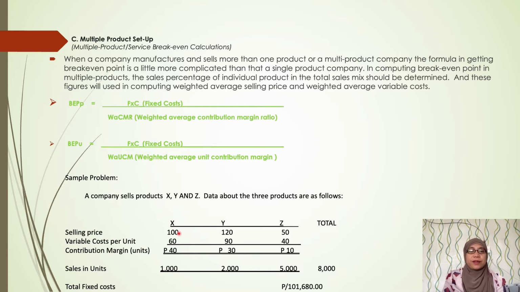So, selling price for X is 100, Y is 120, G is 50. Variable cost per unit is 60 for X, Y is 90, and G is 40. So, the contribution margin is 40 for X, 30 for Y, 10 for G. Then, the sales in units given is 1,000 for X, 2,000 for Y, and 5,000 for G, equals the total of 8,000 units for these three products. And the total fixed cost given also is 101,680 pesos.